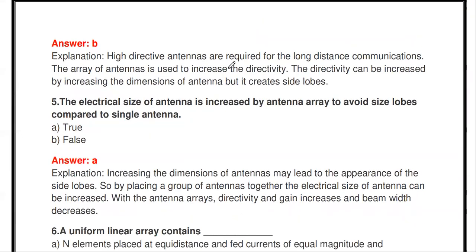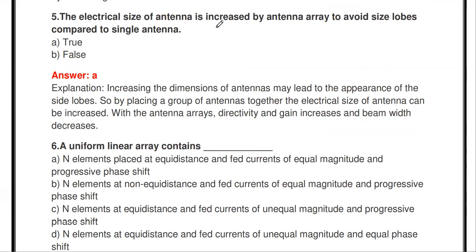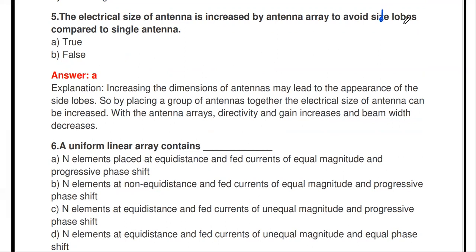The next thing, the electrical size of antenna is increased by antenna array to avoid side lobes compared to a single antenna. Is this true or false? True only. You already know that compared to a single antenna, in the antenna array the electrical size of the antenna is high. In that case, the side lobes are also eliminated in the antenna array when compared to a single antenna.